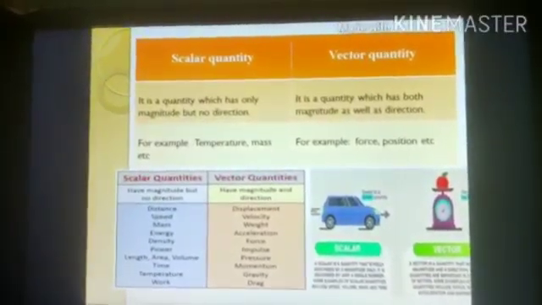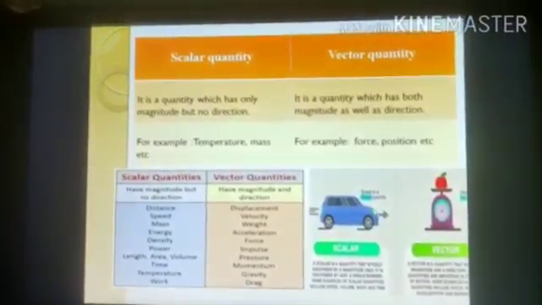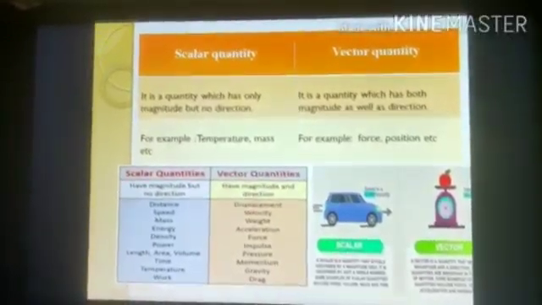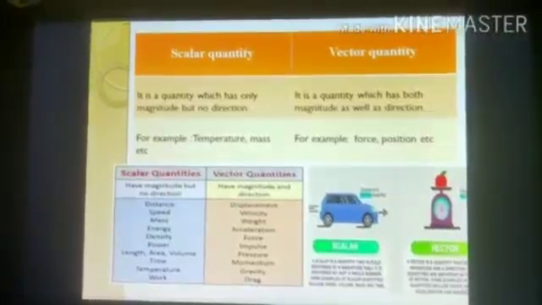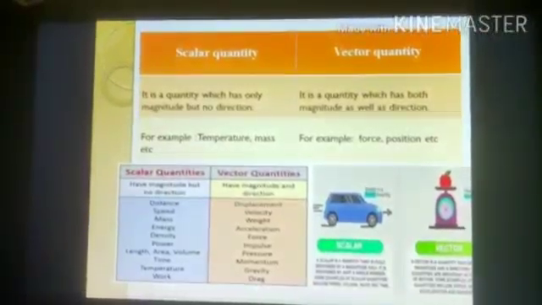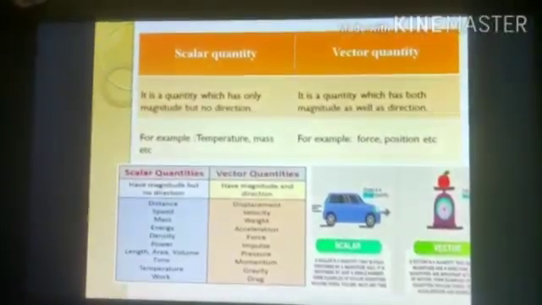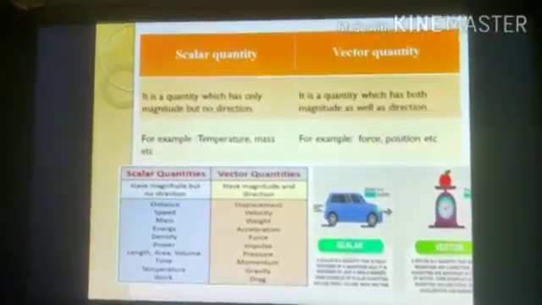Suppose it will show 1 kilogram. So it is changing from 0 to 1. So that is known as vector quantity. I hope you understand this concept. For the further clarification, I also given a diagram. Please check it.